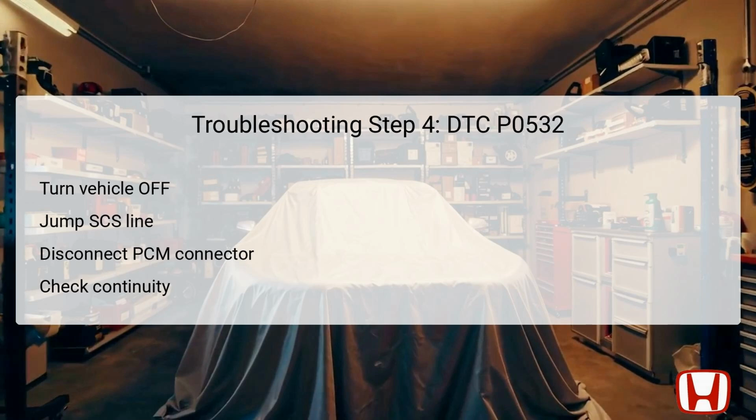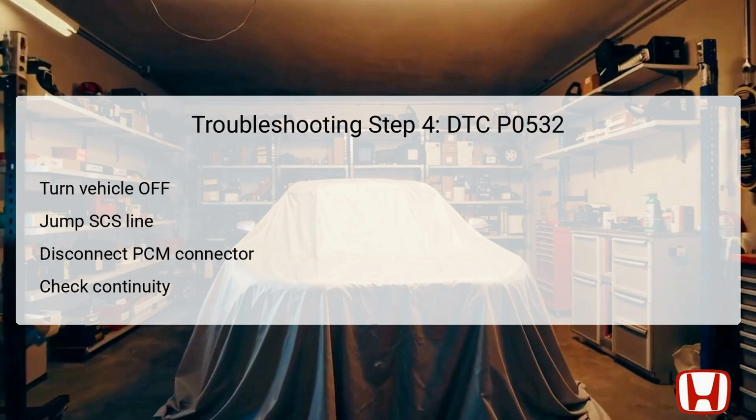You will need to jump the SCS line while using the Honda Diagnostic System, HDS, to enable special diagnostic functions. Once this is completed, disconnect the PCM connector E, which is typically an 80-pin connector. Following this, you will check for continuity between specific test points: pin 3 of the AC pressure sensor 3P connector and pin 76 of the PCM connector E. Conduct this continuity test to ensure there are no breaks in the wiring.